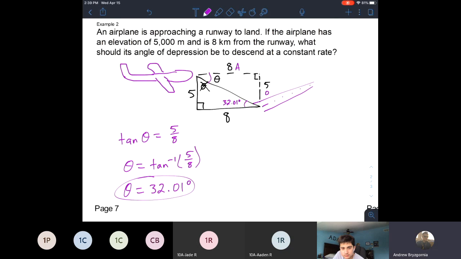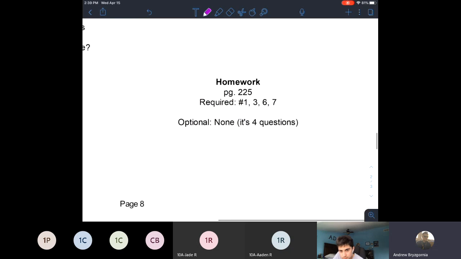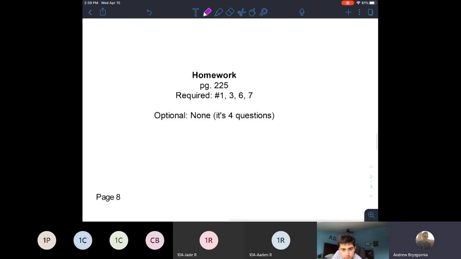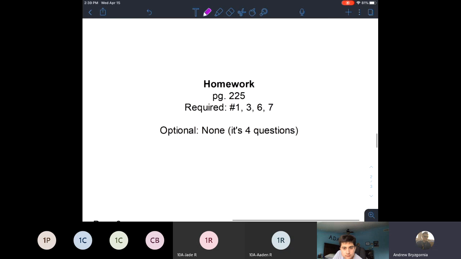So anyway, that is everything. I told you I was going to try to have us finish a little early today. So I've assigned only 4 questions, just giving you a heads up. I think number 3 is the most difficult one, just because there's more work involved compared to all the others. So just be aware of that as you're solving it. I didn't put any optional questions, but again, it's only 4.